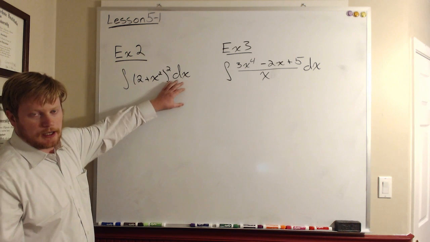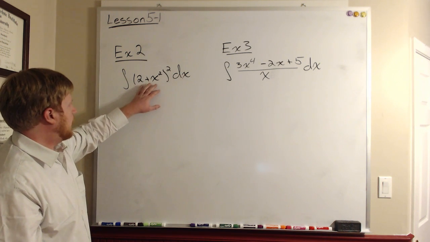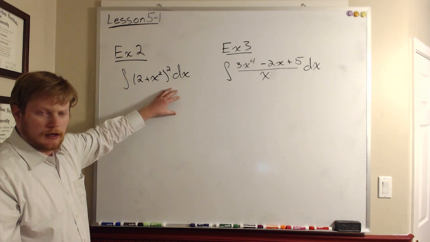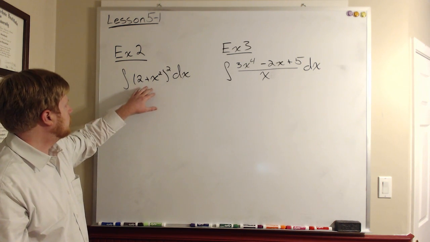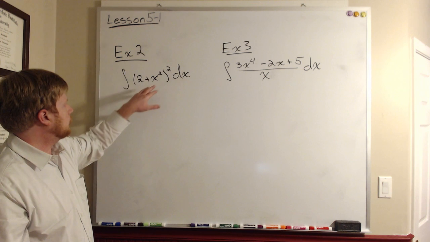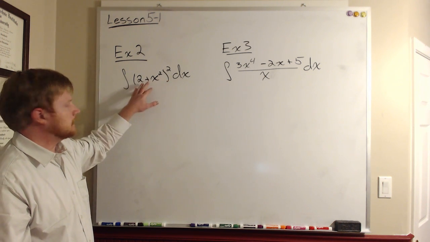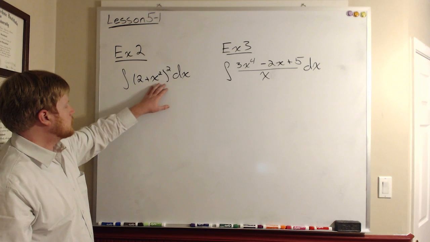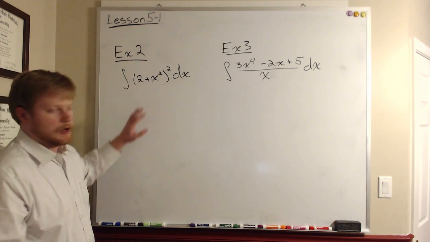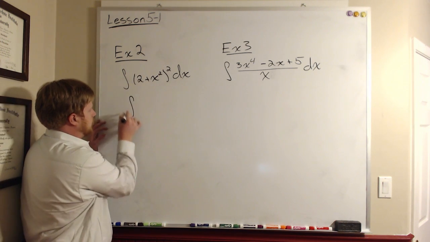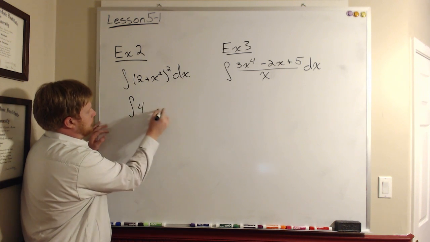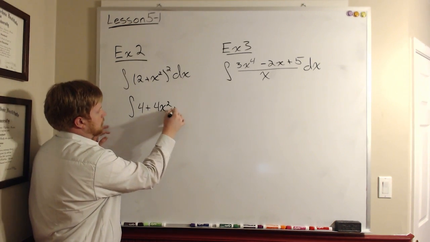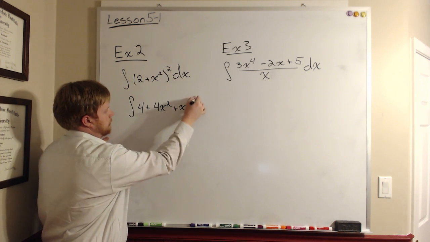Okay, now this guy is interesting. I can't quite integrate this just yet. I can't do the power rule with the outside and then the inside. So the easiest thing for me to do would be to just go ahead and expand this, and rewrite this as the integral of 4 plus 4x squared plus x to the 4th.